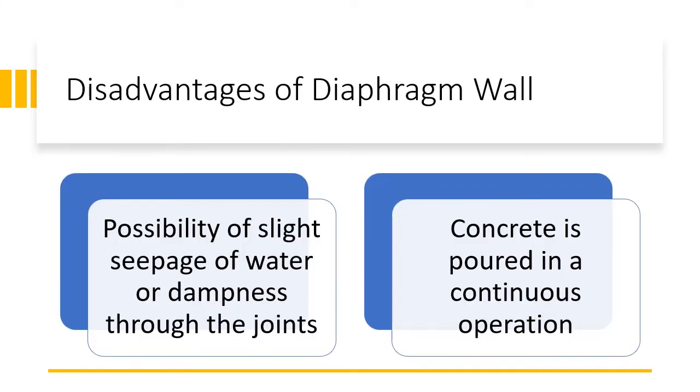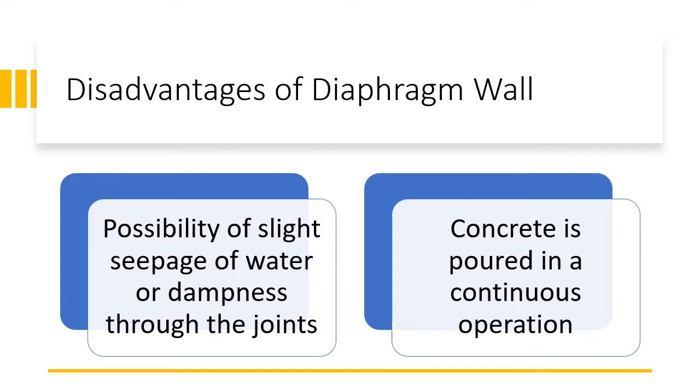However, diaphragm wall also have disadvantages, such as possibility of slight seepage of water or dampness to the joint. We must remember that the construction is in situ. Jadi bila in situ ni, we cannot make sure that whatever yang constructed down below, the concrete betul-betul kering, okay, and then tak ada any exposure of reinforcement terkeluar and whatnot. Jadi bila dia in situ, we don't know what happened down there.